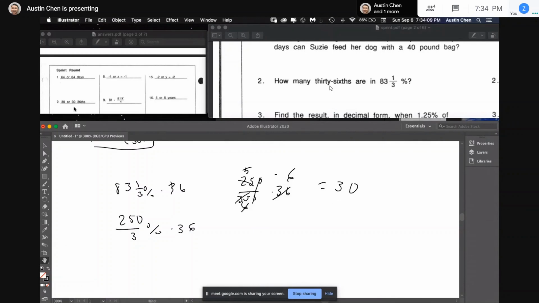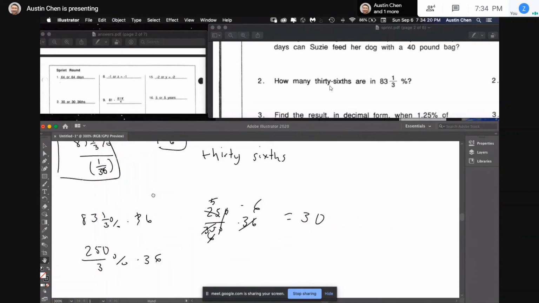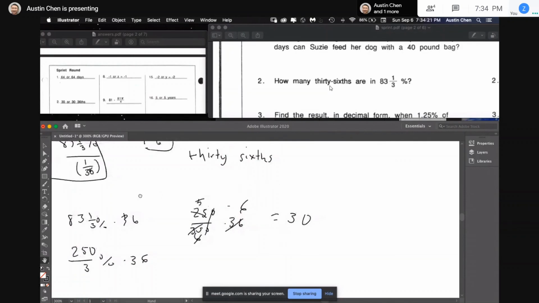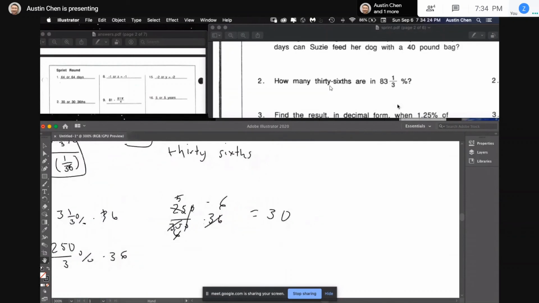Wait, it says 30 or 36? Yes, because in this case, we're counting how many 36 there are. So we have 30... Oh, 36. Okay. Oh, okay, I get it.